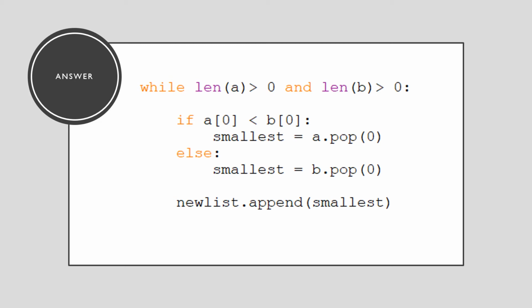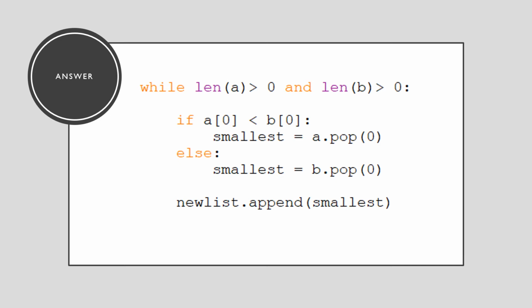So there it is. While the first list has got any items in it and the second list has got items in it. So both lists have got to have some items in them or the program would crash. So while they've both got items in, if A has got the smaller item, pop from A. And if B has got the smaller item, pop from B. So we're comparing the first item in A and the first item in B, and whichever one is smallest, we're popping out.